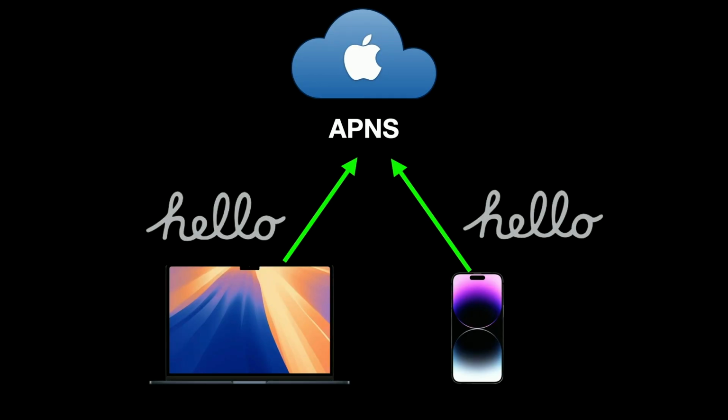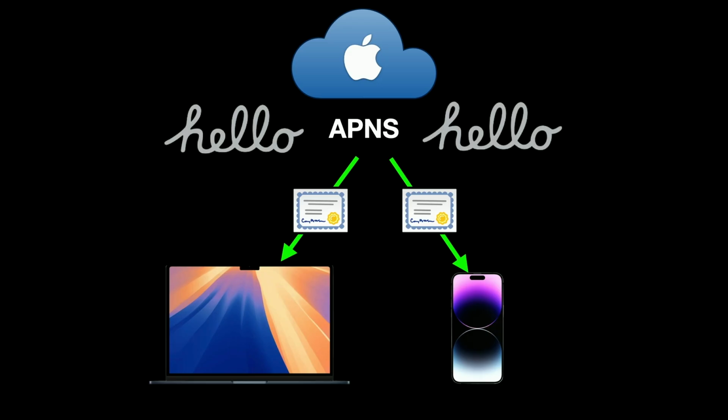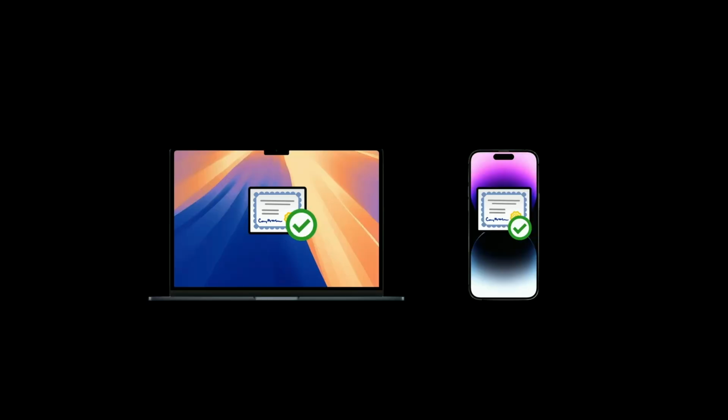Now that the Apple device knows how and where to start talking to APNS, it will open a connection and it'll say, hello. APNS says hello back, and it'll provide a certificate. The device will check the certificate and verify that it's valid, telling the device that APNS can be trusted to communicate with.